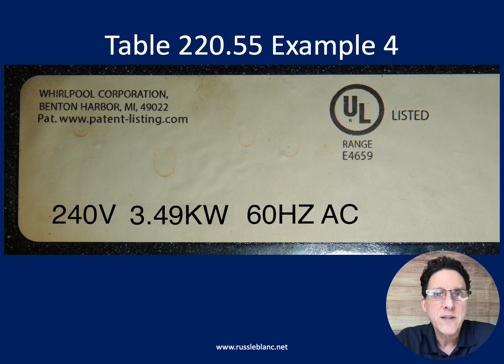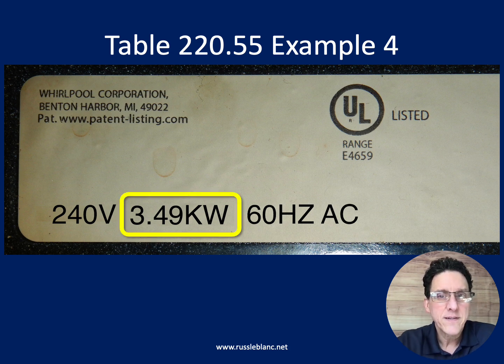All right, here's another example. This time we're going to say the nameplate is 3.49 kW, right, at 240 volts. Give it a shot. Try plugging this into column A or B or C, wherever it fits in table 225, and figure out what's the minimum permitted branch circuit load. Pause the video when you need to and restart when you're ready.